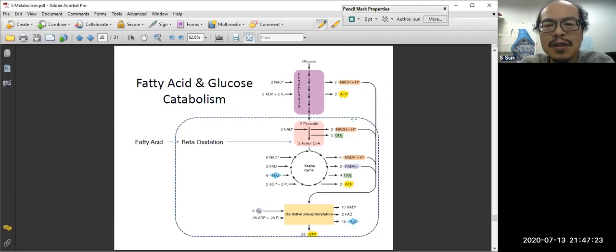So let's look at the glucose. Glucose first needs to convert to pyruvate. This process is called glycolysis. Pyruvate enters into here. This dashed line is the mitochondria. Pyruvate becomes converted to acetyl-CoA, then it enters this machine, produces NADH, FADH2, and NADH and FADH2 will be used in the electron transport chain through this oxidative phosphorylation to produce ATP.